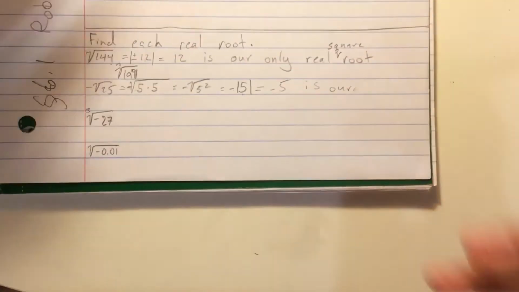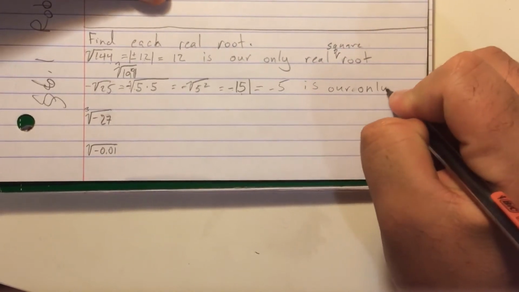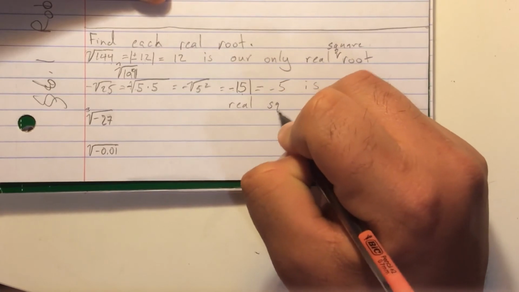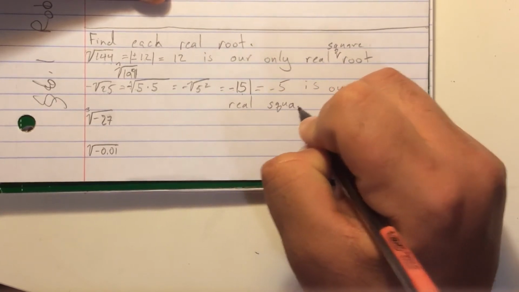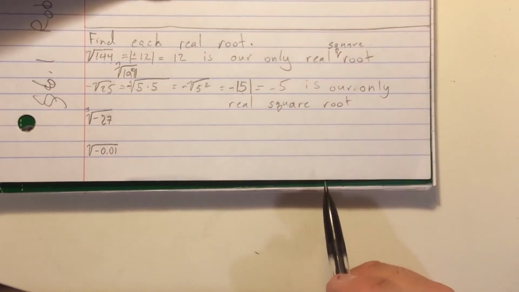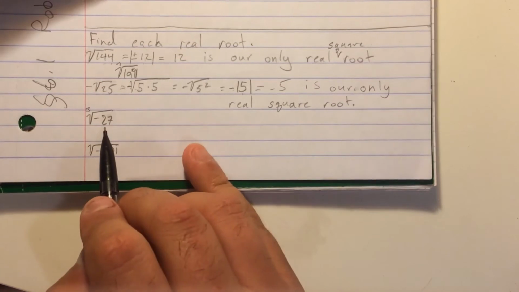So negative 5 is our only real square root. I almost forgot to spell square for a second. Alright, so now we're going to get to this one here.